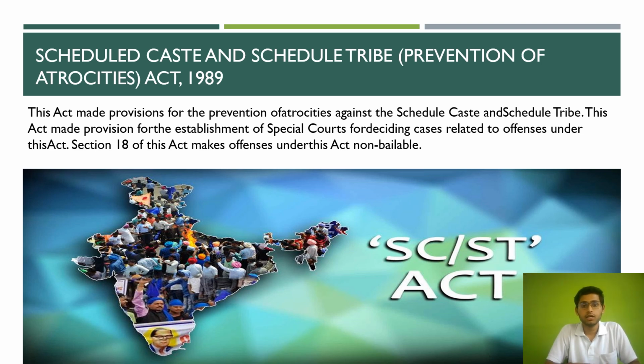The act made provisions for the prevention of atrocities against the scheduled castes and scheduled tribes. देखिए, under this act the government has made various provisions on how to deal with the cruel treatment given to scheduled caste and scheduled tribe people. This act made provision for the establishment of special courts for deciding cases related to offenses under this act. And under Section 18, offenses under this act are non-bailable, and the person who commits such offenses, that is atrocities and untouchability, cannot be granted bail under Section 18.